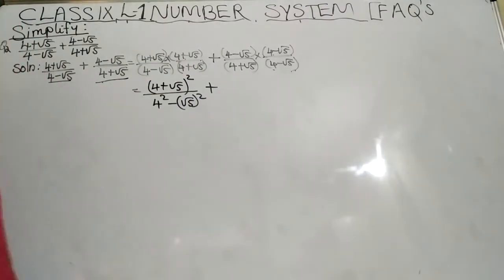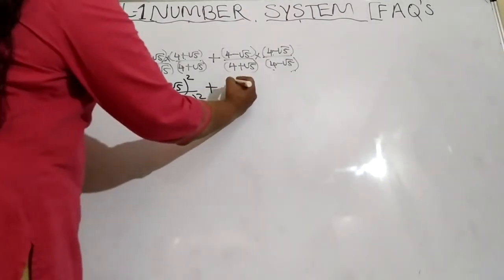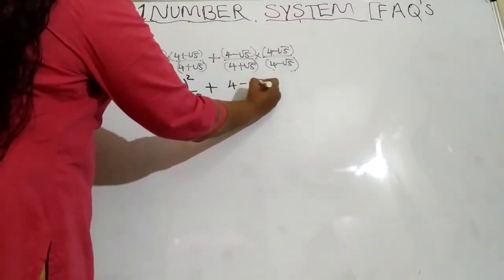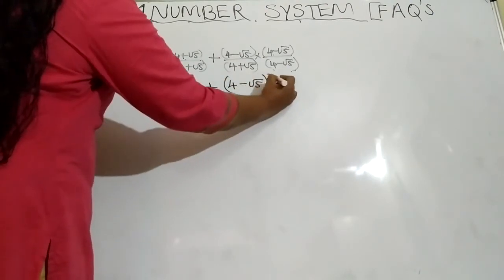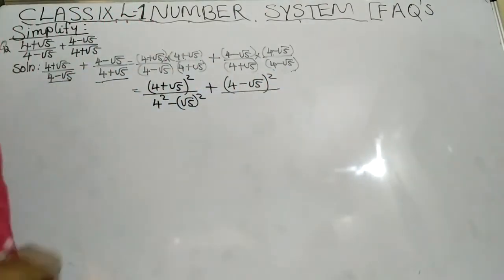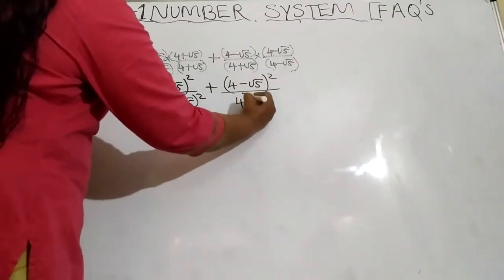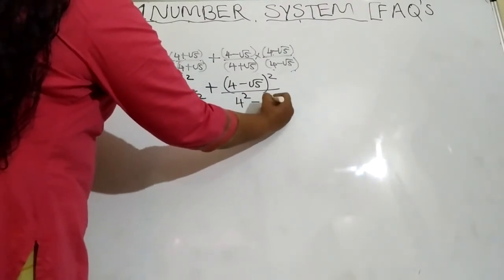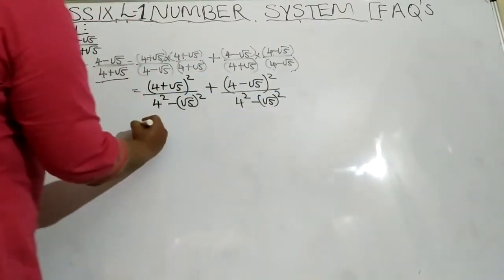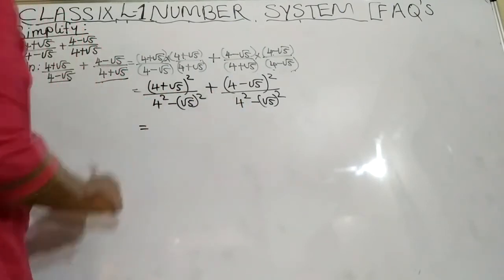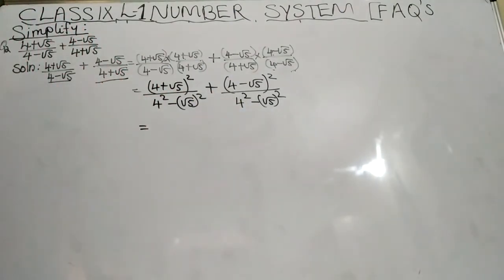Plus, again multiply the numerator. It is in the form of a minus b into a minus b, that is a minus b whole square. Here 4 minus root 5 whole square upon the denominator, which is in the form a plus b into a minus b, that is a square minus b square, which is root 5 whole square. Denominators are same, so we can add the numerators and put the same denominator.